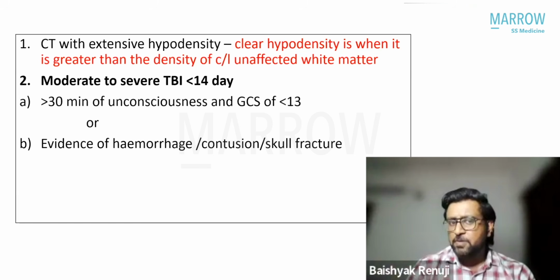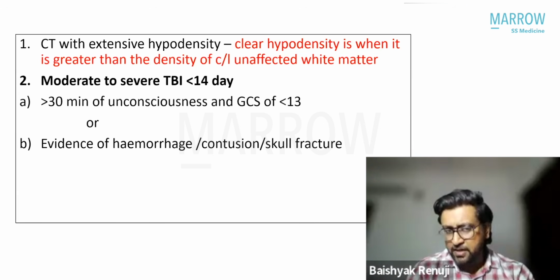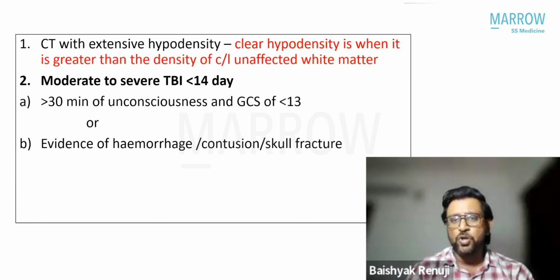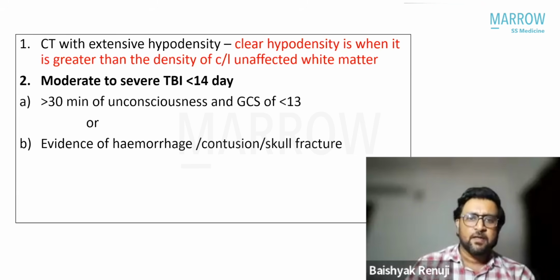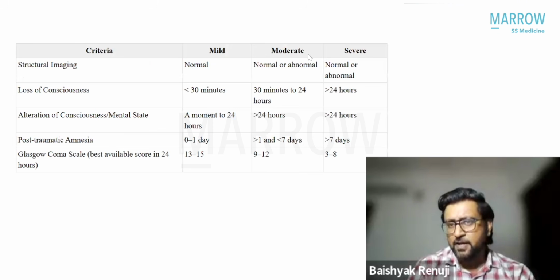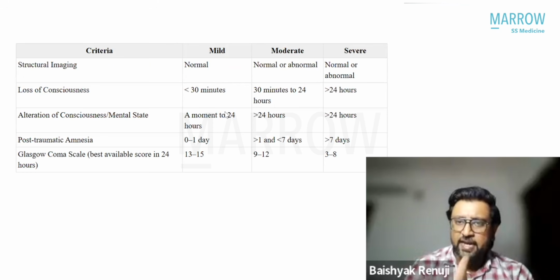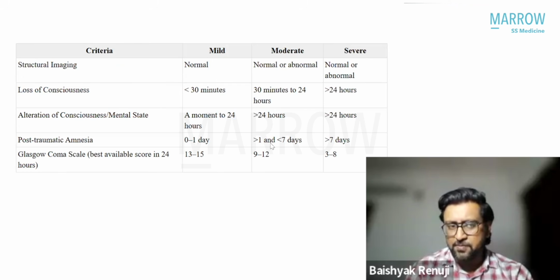And moderate to severe TBI means at least more than 30 minutes of unconsciousness and a GCS of less than 13, or evidence of hemorrhage, contusion, or skull fracture during the time of TBI. In such conditions, you should avoid thrombolysis. I think that is clear. This is the American Trauma Society criteria for mild, moderate, and severe. So moderate and severe, you should not take for thrombolysis. What the guidelines tell is just 2 points, that is 30 minutes and Glasgow Coma Score.